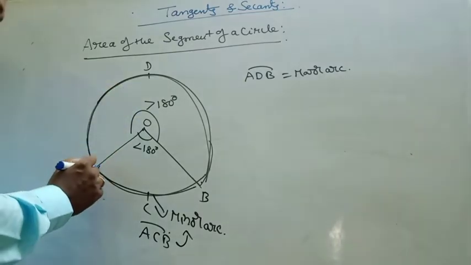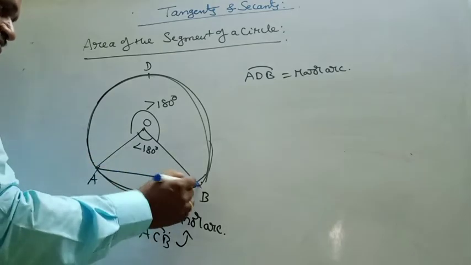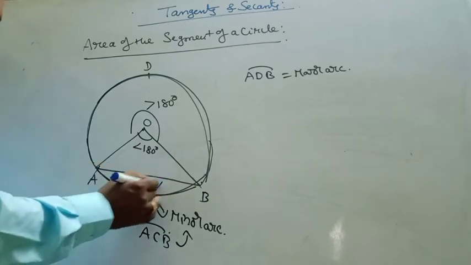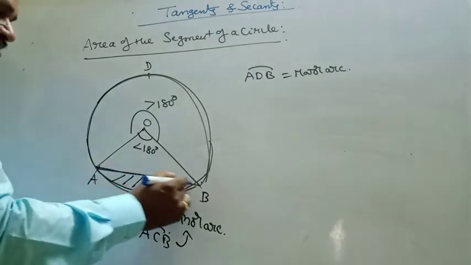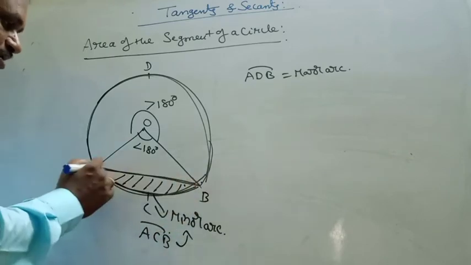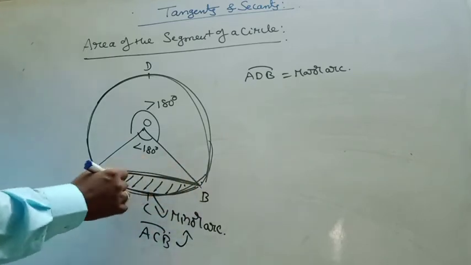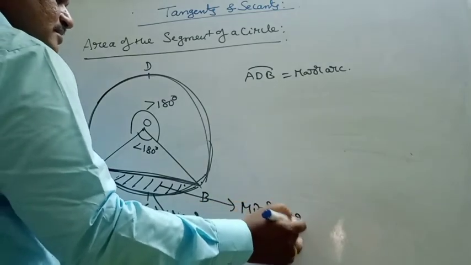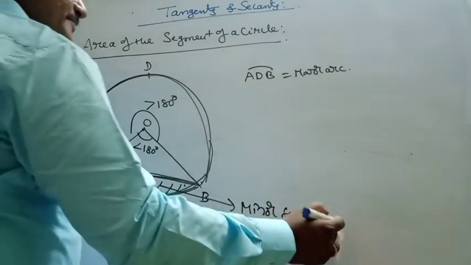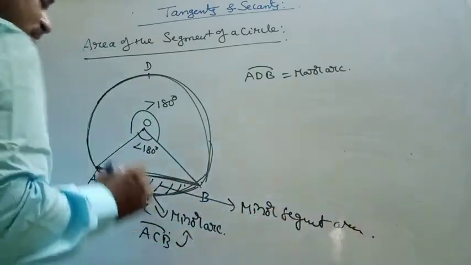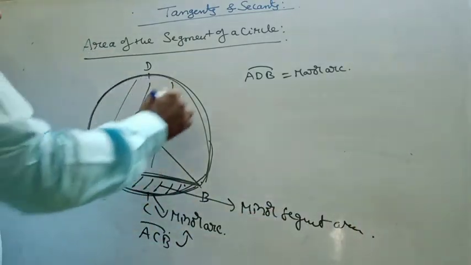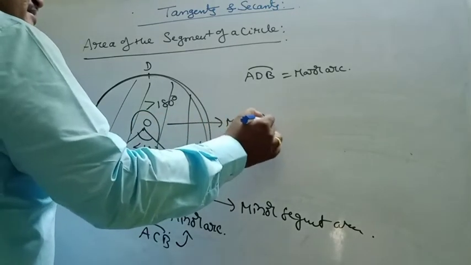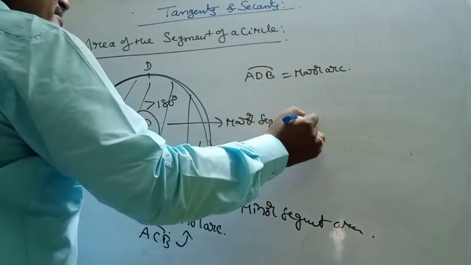Now if you join these 2 points, you see this area: the area enclosed by the minor arc and its corresponding chord. This area you call the minor segment, like this. Minor segment area, right? And the other area you call the major segment area. This is the major segment area, like this.